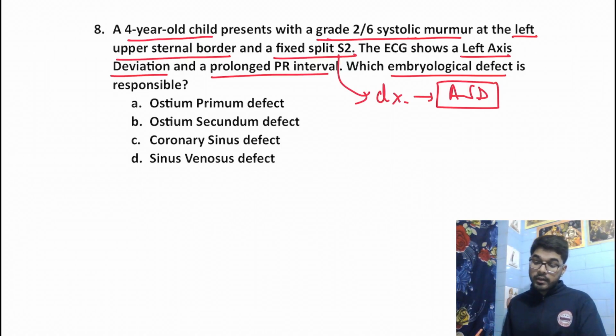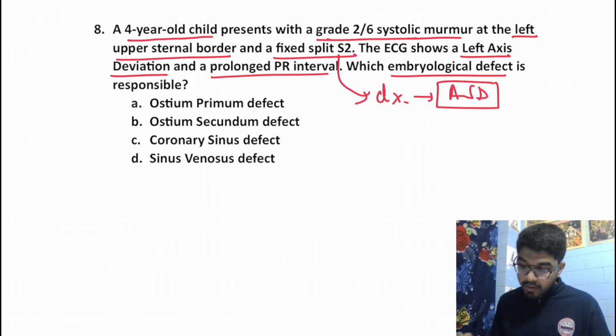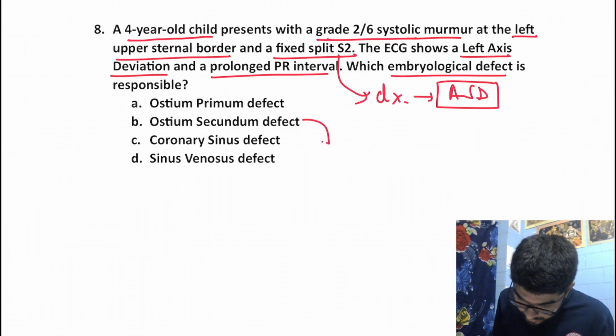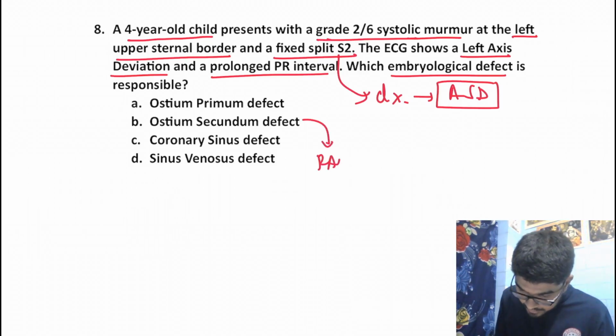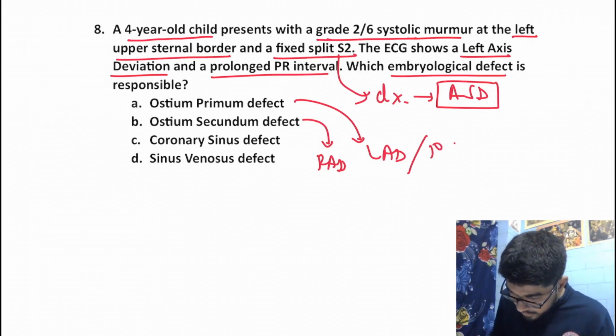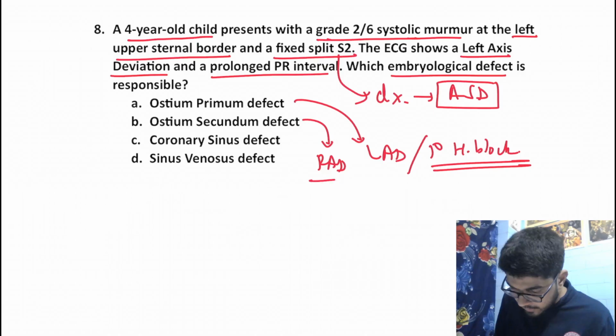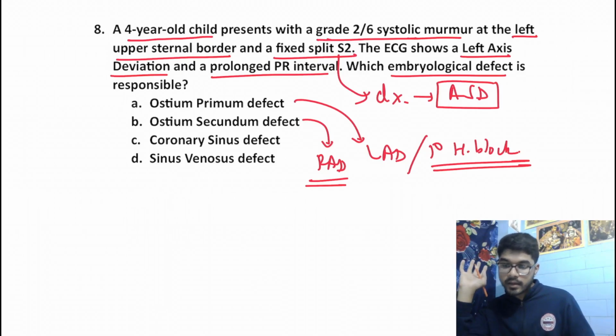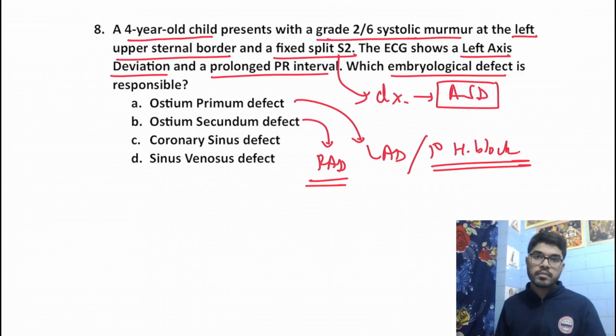Okay. Now we need to answer which exact type. These all four options are types of ASD. Something important that we need to know is that ostium secundum is associated with a right axis deviation, whereas ostium primum is associated with left axis deviation, or sometimes with a first degree heart block. Just remember it as a fact. Ostium secundum is right axis deviation, ostium primum left axis deviation. And it has been mentioned that left axis deviation is present with a prolonged PR interval, that is first degree heart block. So we can easily say our answer over here should be ostium primum.